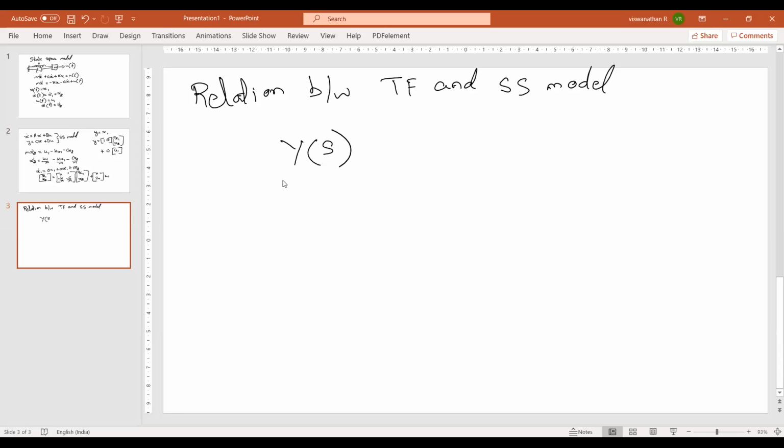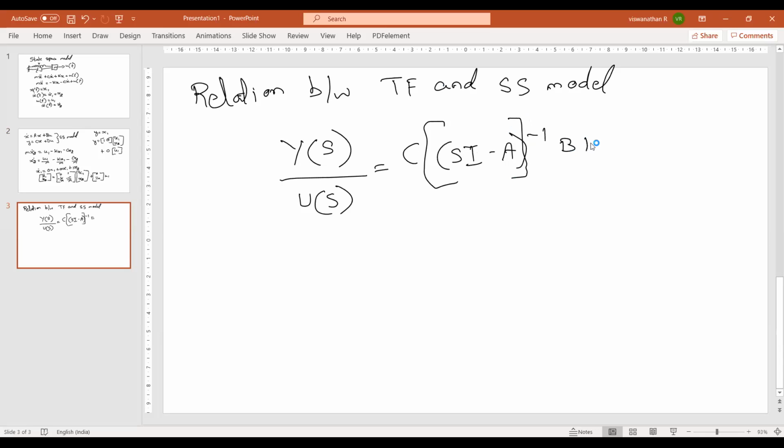Y of s, I derived this in one of the classes. Just look into it. Y of s by U of s is equal to C times (sI minus A) inverse B plus D. So this is the relation between the transfer function and the state space model. This is the state space model, this is the transfer function.